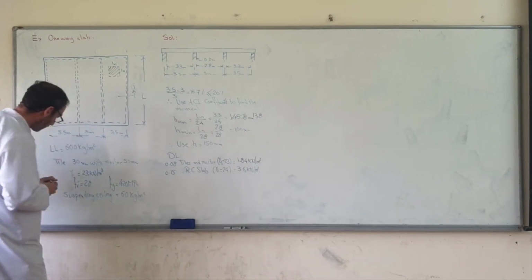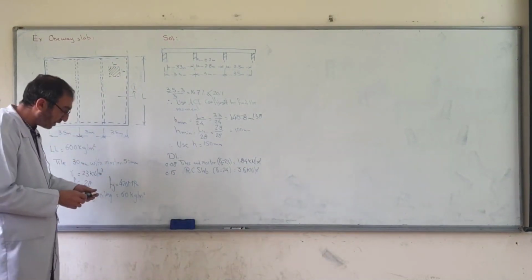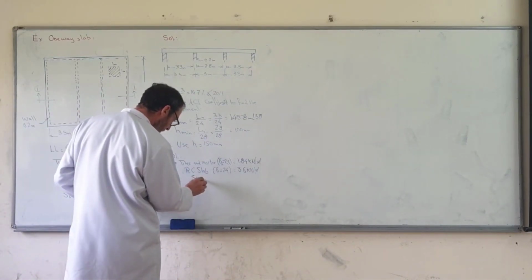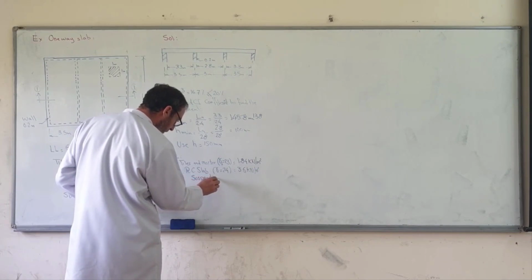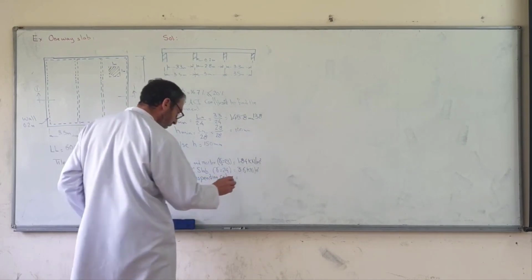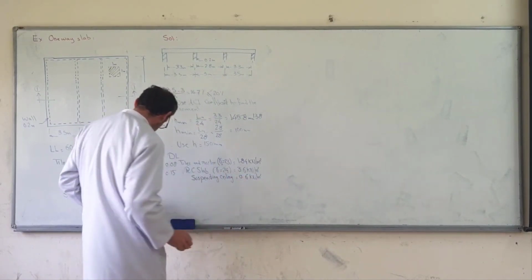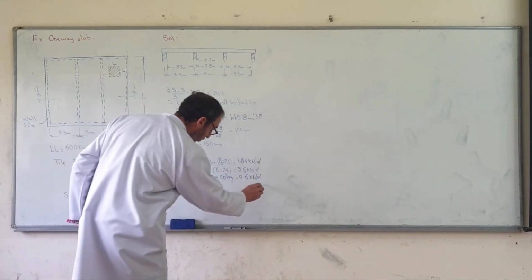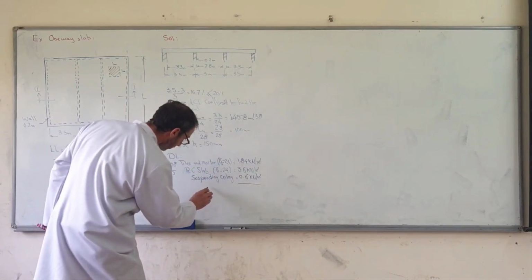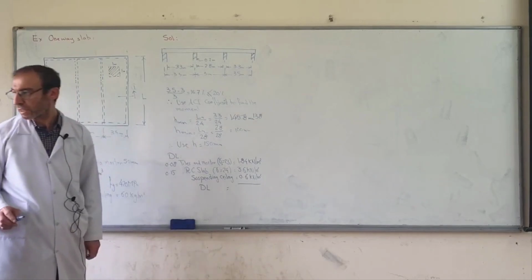Now also the problem gives that we have also a suspending ceiling. Suspending ceiling is 0.6 kilo Newton per meter square. Total dead load that's applied on this slab is equal to what? Total dead load?